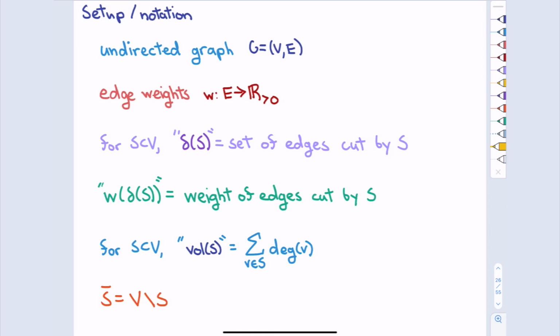Well, maybe one new notion is we're going to be focusing on volume. So the volume of a set of vertices is the sum of degrees of the vertices, like the total number of incident edges. If an edge is inside S, it kind of gets counted twice. The edges in the cut get counted once. Okay. And then S bar is just the complement of S.